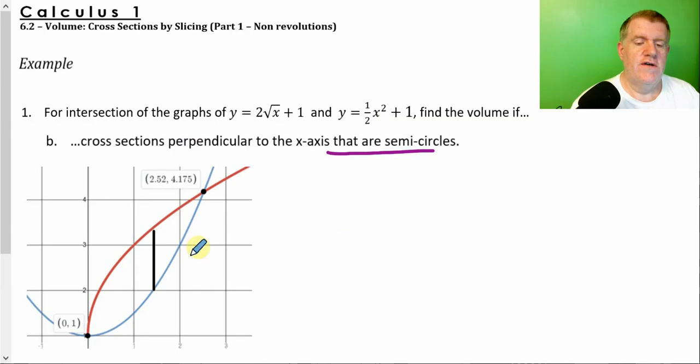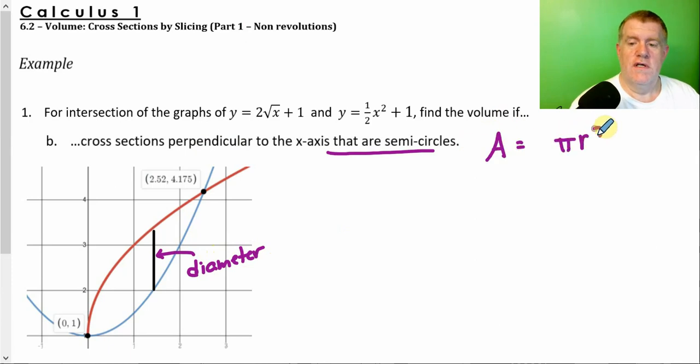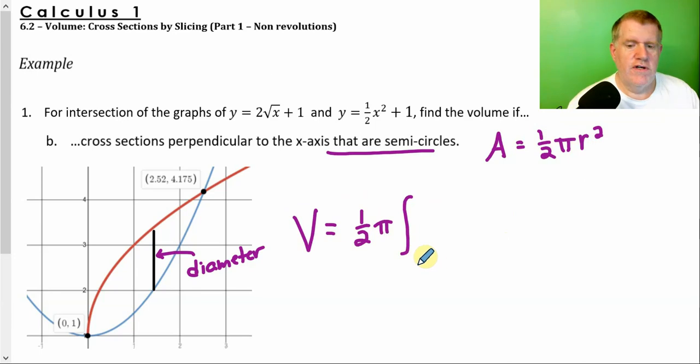This distance here represents the diameter of that circle. All right, what's the area for the semicircle? Well, pi r squared is a circle, and the semicircle is half that much. So it's the volume. Now the 1/2 pi is a constant. I'm just going to take those out front because I can. My height, which I don't have, it's going to be from 0 to 2.52. Remember, that's the expression for the height. We're going from 0 to 2.52.